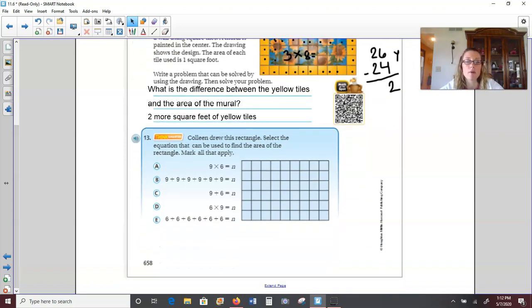Number 13. Oh, another thing smarter. Colleen drew this rectangle. Select the equation that can be used to find the area of the rectangle. Mark all that apply. Okay, so let's see. How many rows? 1, 2, 3, 4, 5, 6 rows. And how many in each row? 1, 2, 3, 4, 5, 6, 7, 8, 9. 9 in each row. So could she multiply 9 times 6? Yes, because there are 6 rows of 9. Could she do 9 plus 9 plus 9 plus 9 plus 9 plus 9?